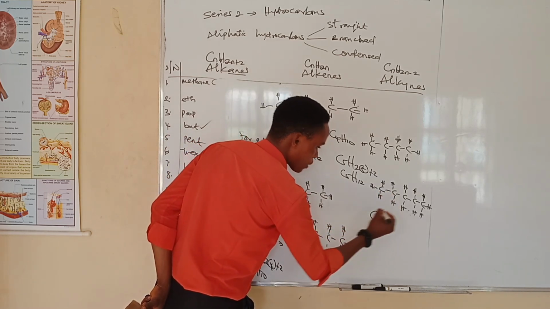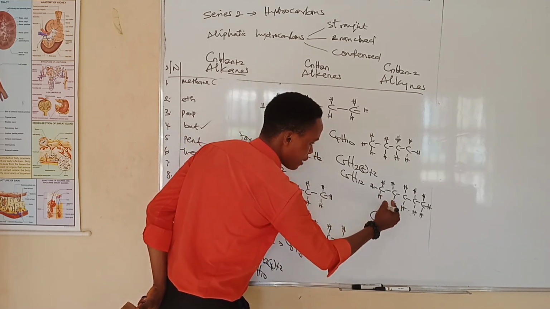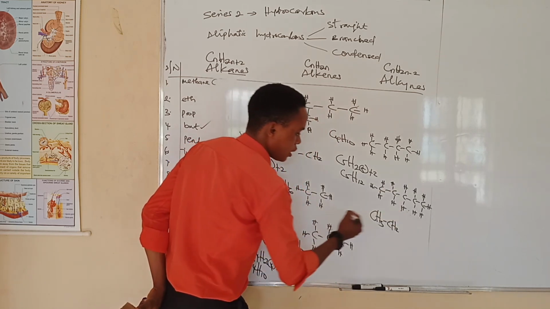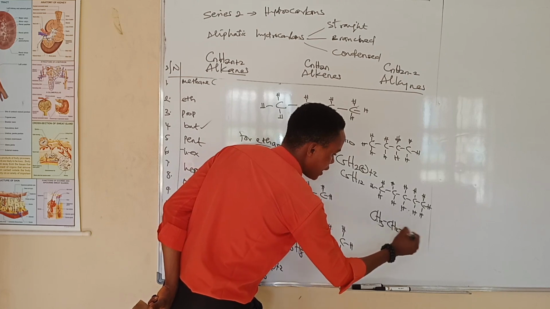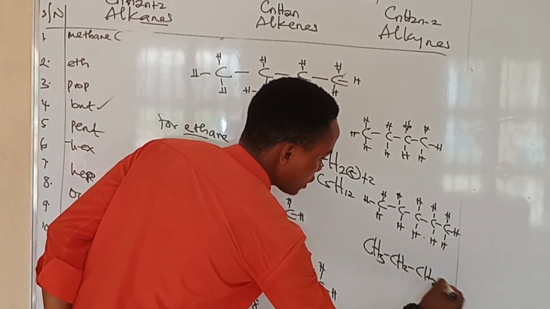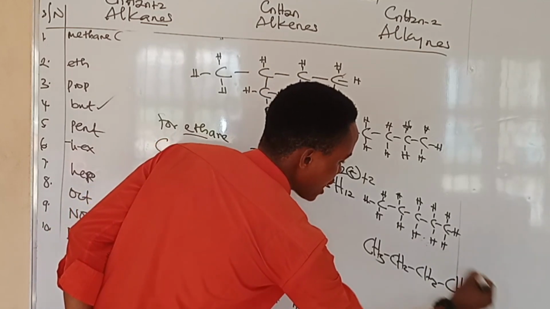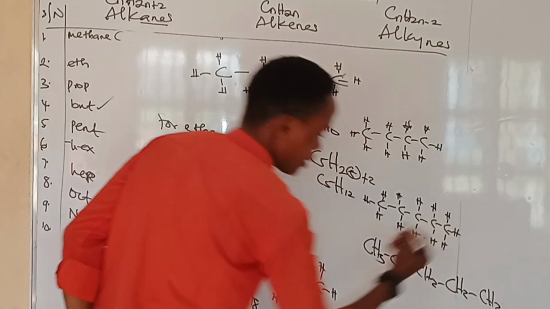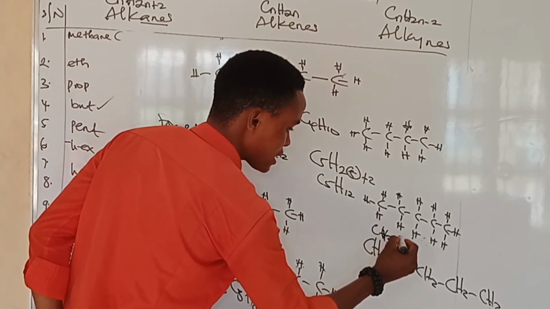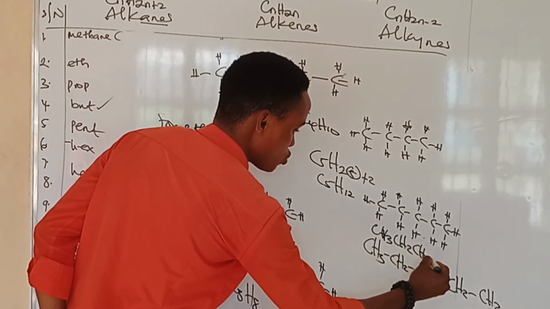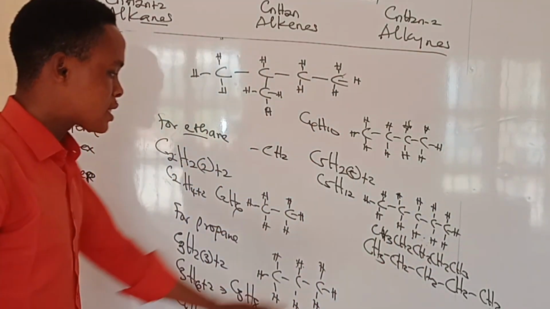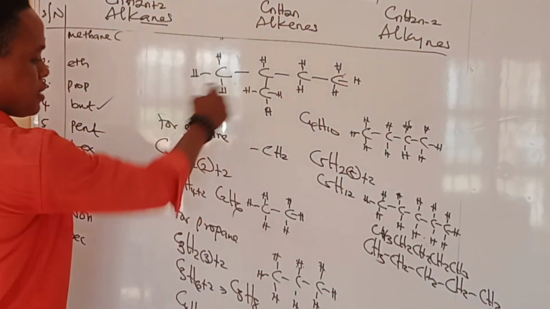We have the next carbon atom. C surrounded by how many hydrogen atoms? 2. Then we have the next one. C surrounded by 2. The next one. C surrounded by 2. The next one. C surrounded by 3. Alright. Some people just write without doing this one. So we'll just write CH3, CH2, CH2, CH2, CH3. So it's the same.